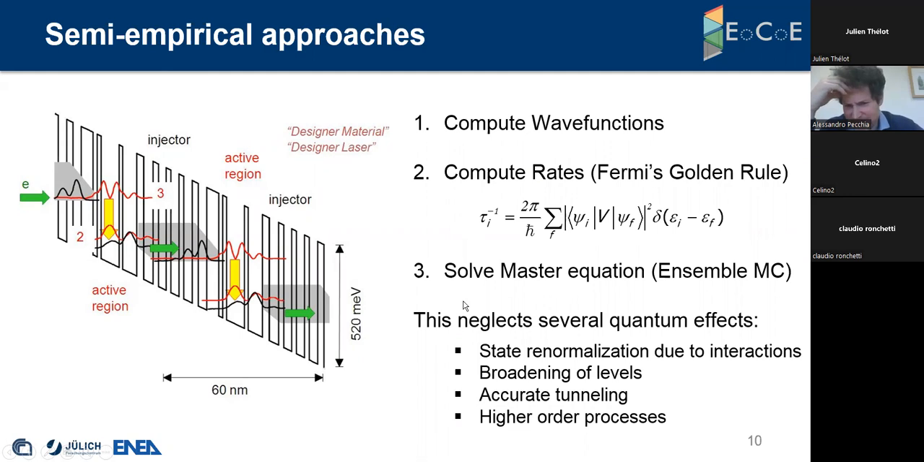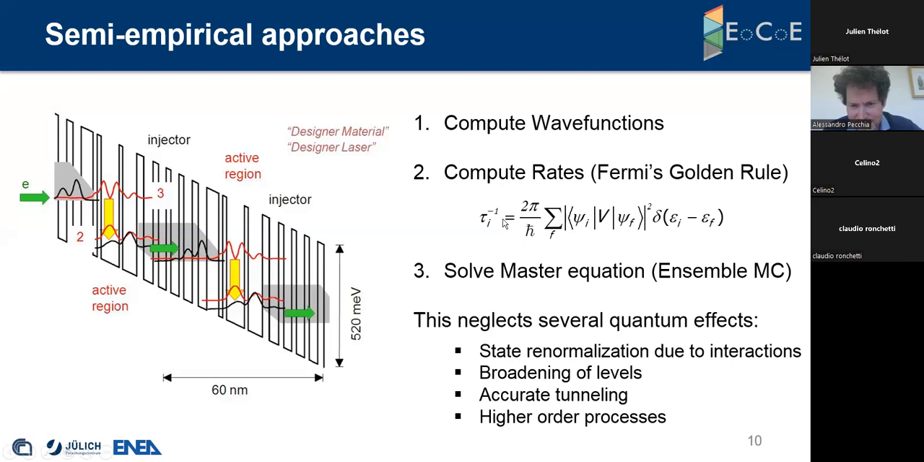However, this approach is neglecting a lot of things. It's neglecting the fact, for instance, that these wave functions are changed because of the interactions. If your carrier interacts with a phonon, of course there is a rate in the end, of phonon absorption, for instance, but the phonon itself is able to change the state of the particle. So there is a so-called renormalization of the energy of the carrier because of the interaction with the photons, with the phonons, or with the other electrons.